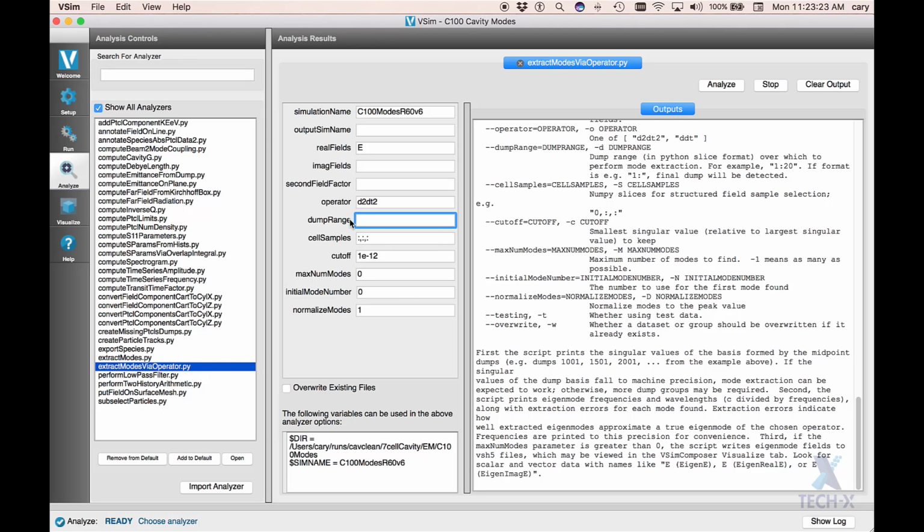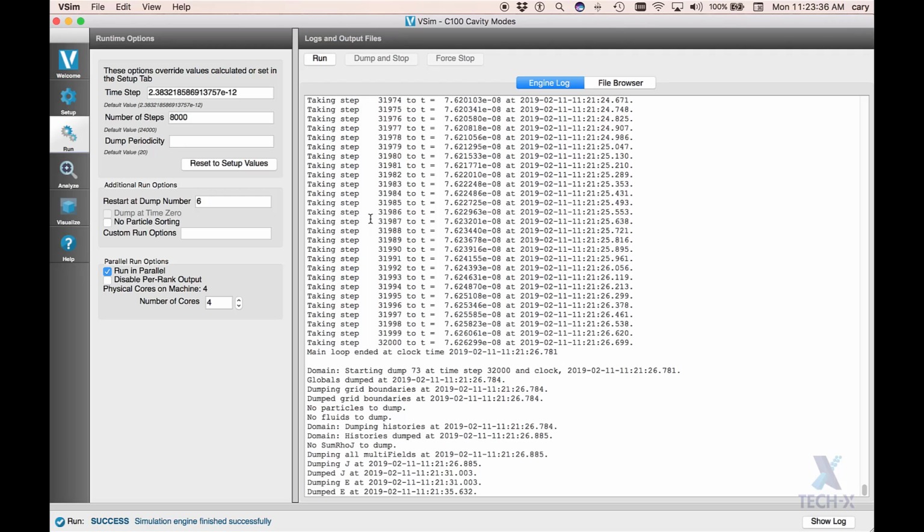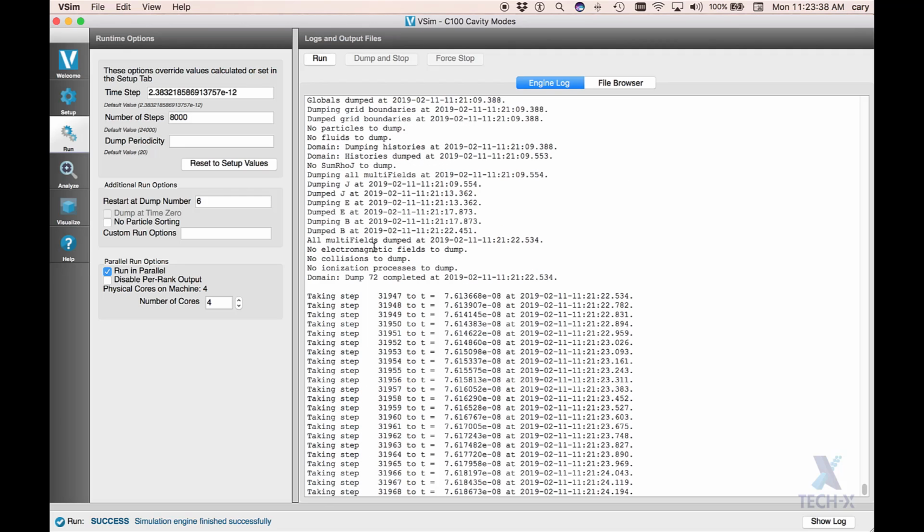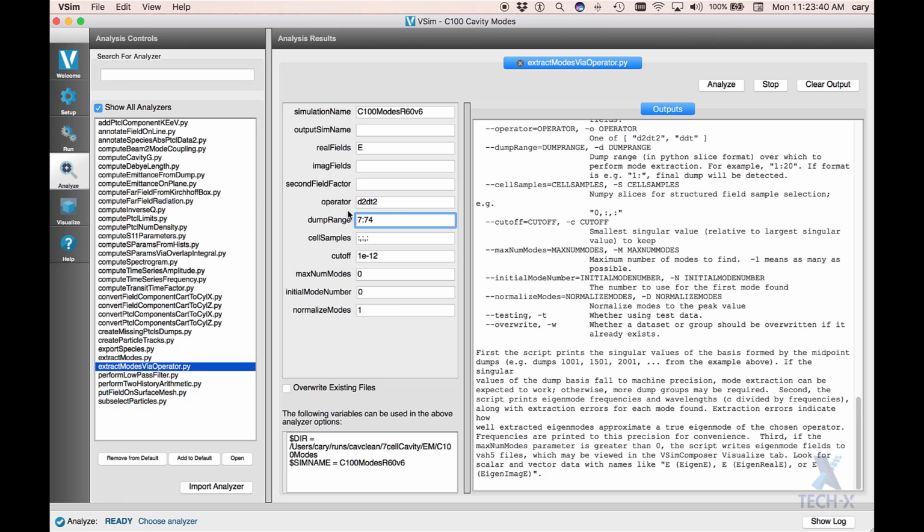As you may recall, we started from dump 6, so the first triplet begins at dump 7. Now we have to remember what was the last dump. For that, we go back to the run log and we see that the last dump was 72. And so we put that in there.